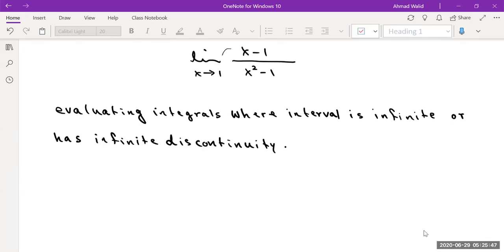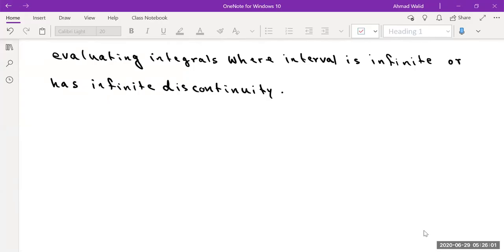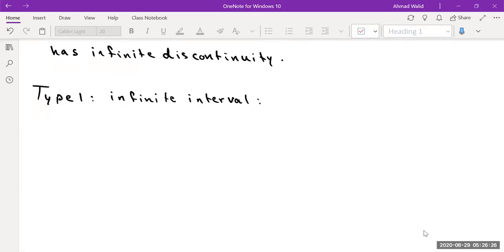Two types of them. I'll show it in a graph for you. What is infinite interval or what is infinite discontinuity? It means I will teach you this section in two different parts. Let's start with type 1. Type 1 is infinite interval. Let me draw a graph for you.